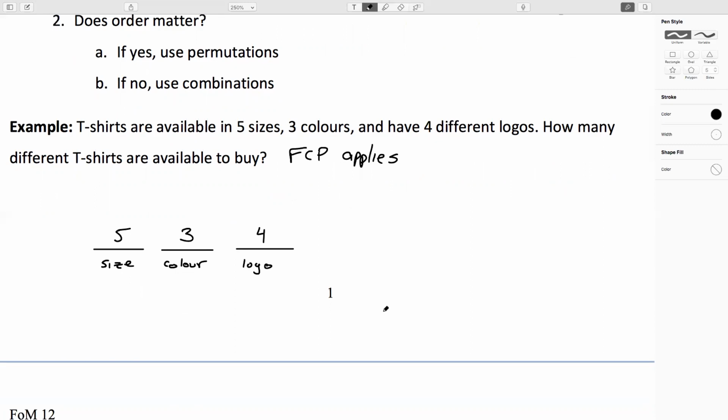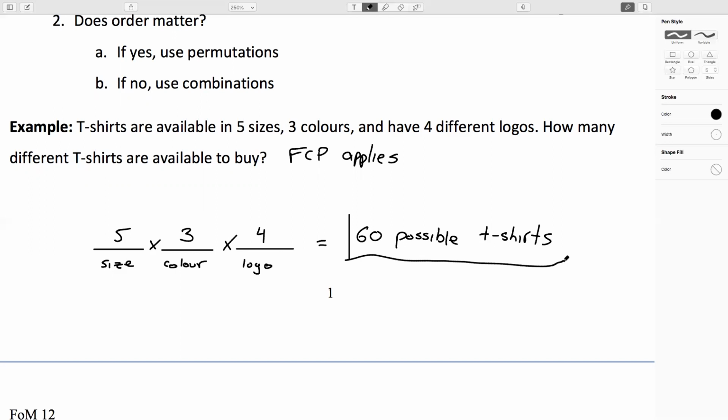So we're going to finish this problem off. We have to just take our choices and multiply how many options we have for each choice. There's 5 sizes times 3 colors times 4 logos. That will leave us with a total of 60 possible t-shirts. And we can then go ahead and circle our answer.